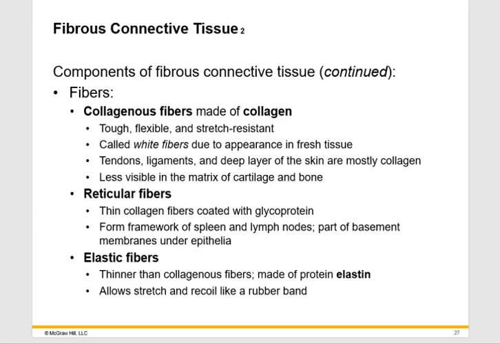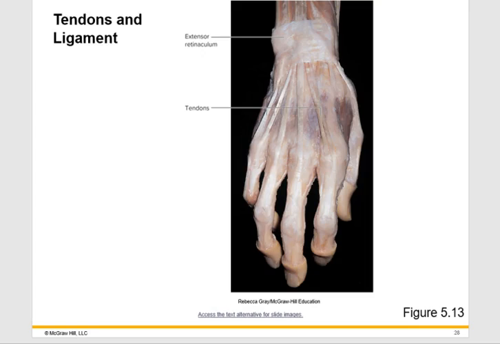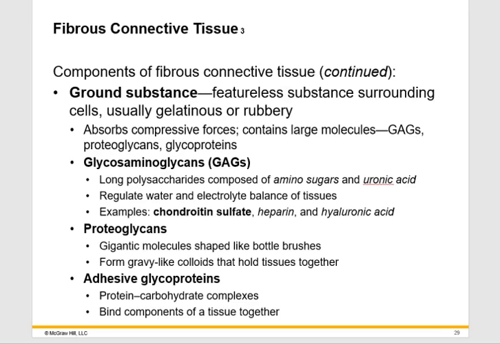Reticular fibers are actually just very thin collagen fibers found in just a few specialized tissue types in the body. Elastic fibers are the thinner, more stretchy types of fibers. This picture shows you some tendons and ligaments, helping you see how underneath this epithelial tissue we start to see, if we remove the skin, we can start to see some of our connective tissues.